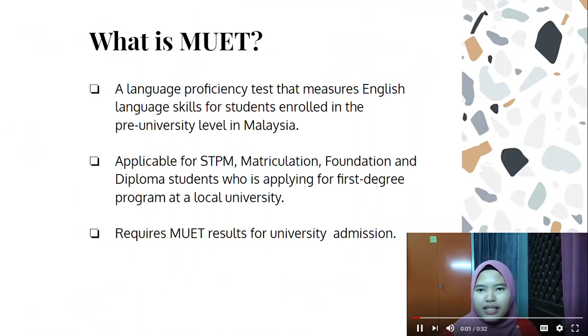First of all, what is MUET? MUET stands for Malaysian University English Test. It is a language proficiency test that measures English language skills for students enrolled in the pre-university level in Malaysia. It is applicable for STPM, matriculation, foundation and diploma students who are applying for a first degree program at a local university. Most universities in Malaysia require MUET results for university admission.